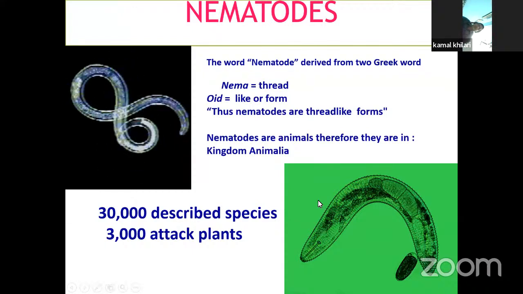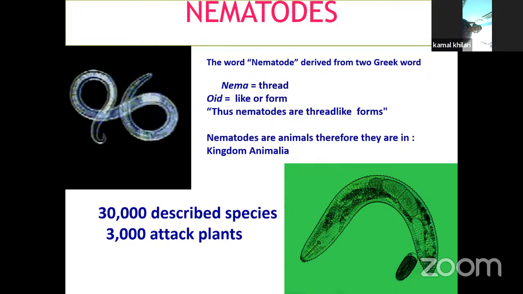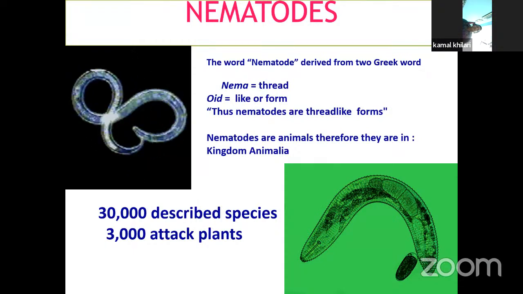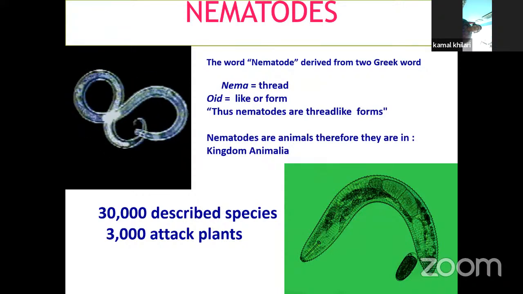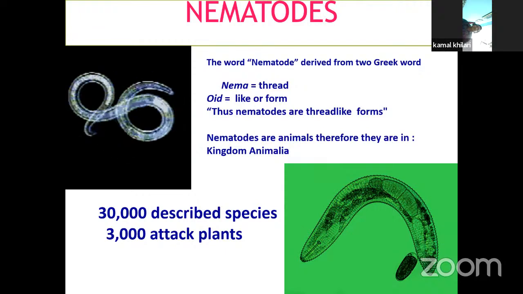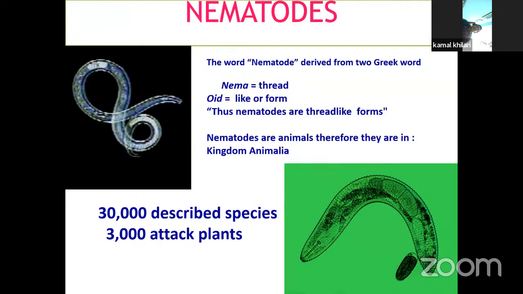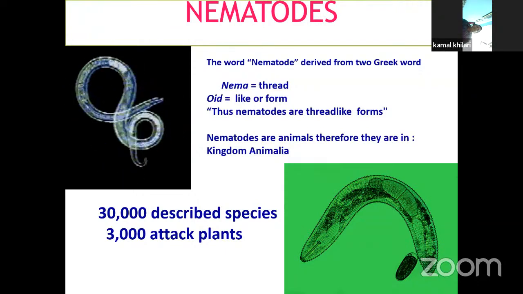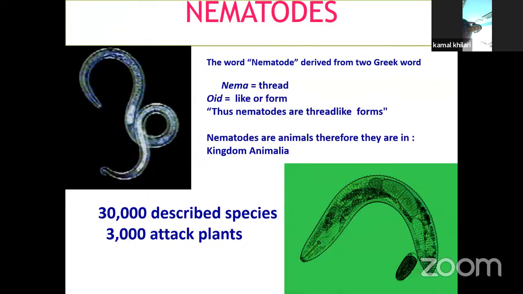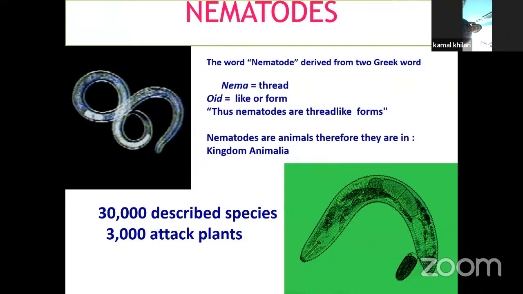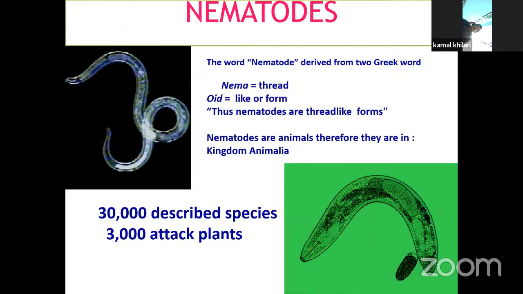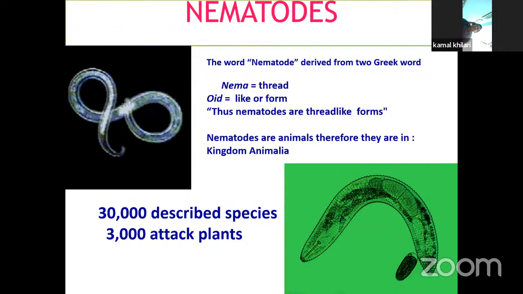The name nematode is derived from a Greek word which has two parts. One is nema. Nema means thread, as we all know, thread means dhaga. So this enemy looks similar to a thread, and that's why the name came from this Greek word. This is known as nematode, and in Hindi we call it Sutrakrmi. We are all well aware of this Sutrakrmi.